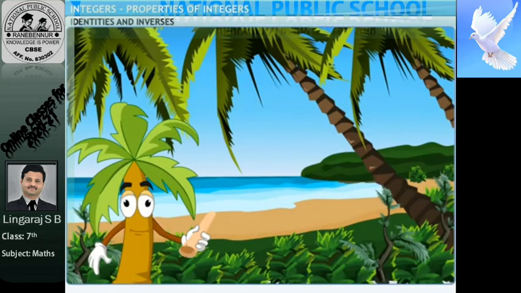Identities and inverses. That's the easiest part. I think the pirate has no clue about math.